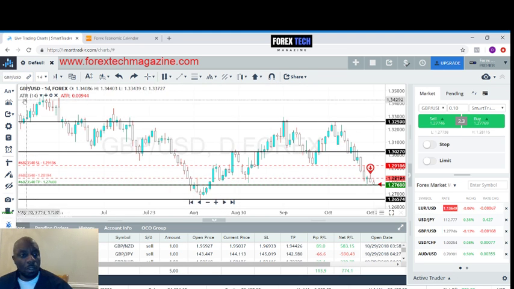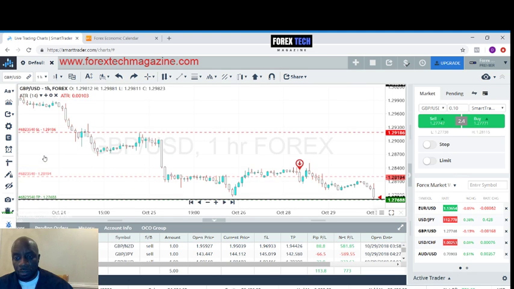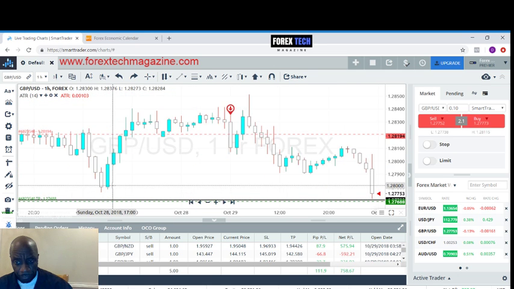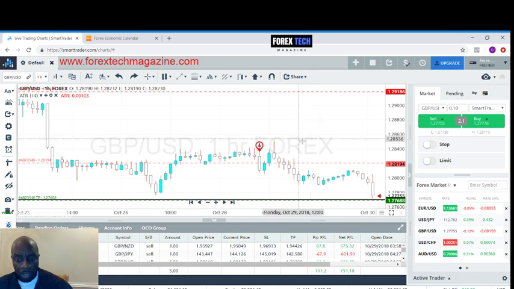This is the Great Britain pound, US dollar. This is the daily chart. Very close to our take profit here, so we may want to actually even look at moving it. Yeah. Let's look at the hour chart. See where we're at. Yeah, very close. Almost hit it. So this one right here should probably hit within the next hour or so, to be honest with you.